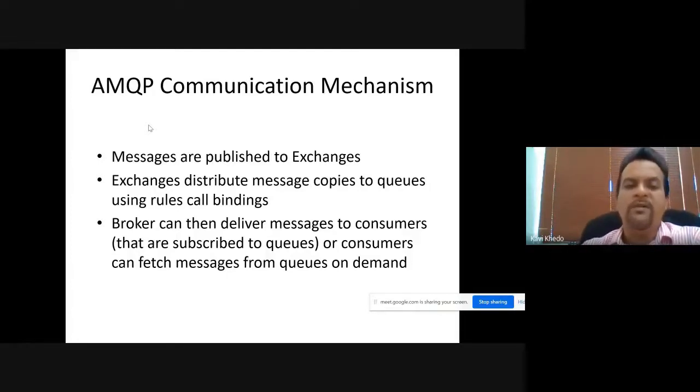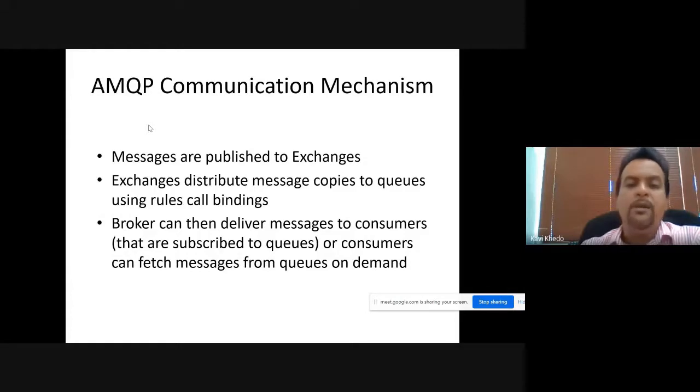So this is why we have the idea of an exchange here. Otherwise, the producer would communicate directly to a queue, but no, it doesn't communicate directly to a queue. It's submitted to an exchange. The exchange will apply some rules in order to send the message copies to queues, using rules called bindings. Those binding rules are what the exchange uses to know to which queue we need to send this particular message. So the broker can then deliver messages to consumers.